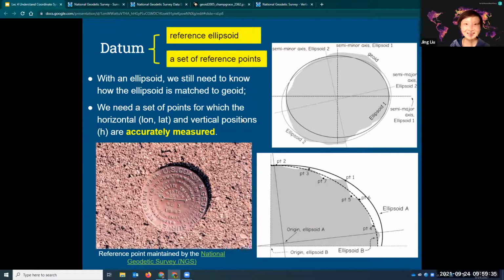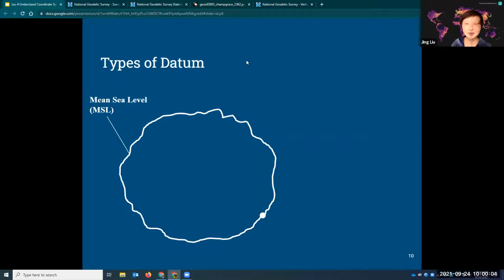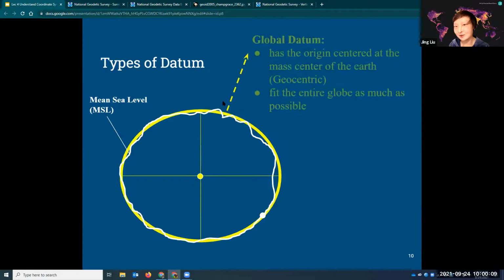All right, so, summary here. The datum includes the reference points, but in many cases we also combine the version of the ellipsoid you choose to fit the surface in the datum. So in many GIS software, you don't see the ellipsoid, but you see the datum, and the datum contains the ellipsoid. That is one note. We have two types of datum. One is you can fit the Earth globally.